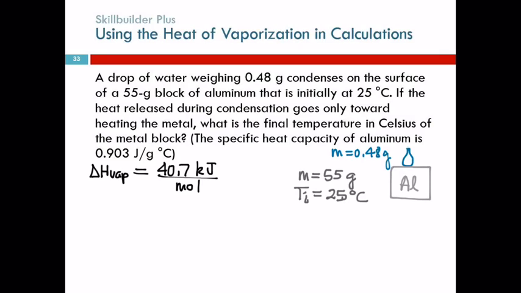What else are they telling us in this problem? The specific heat capacity. Do you remember the letter that we used for that? There's that Q equals MCΔT. This is the C. So C for water is 0.903 joules per gram degrees Celsius.